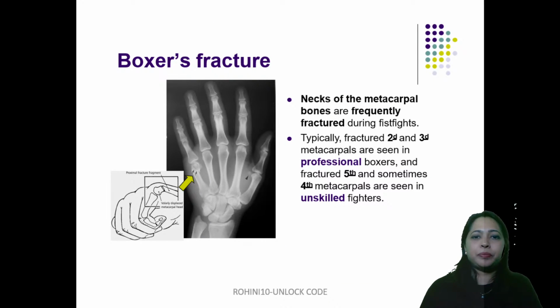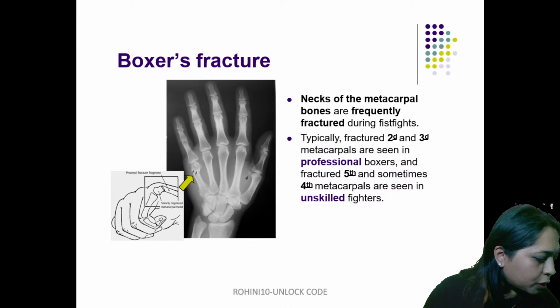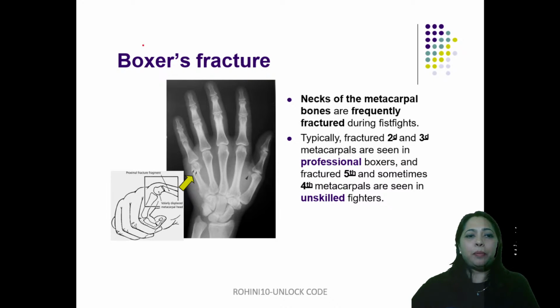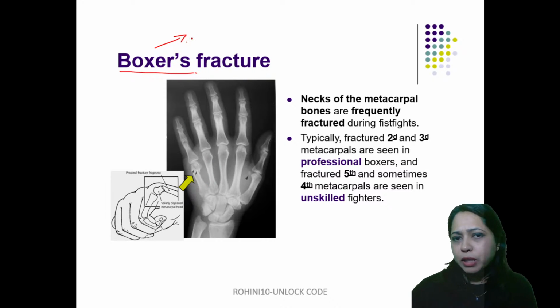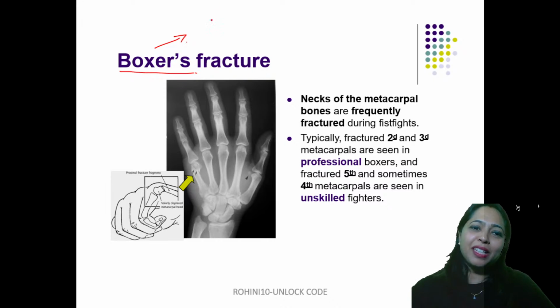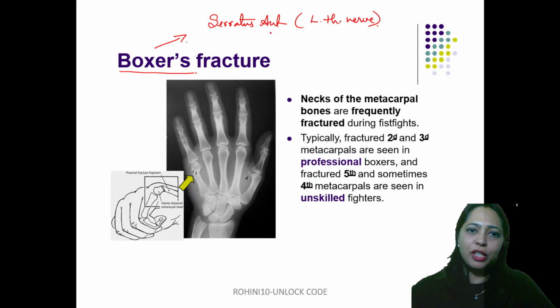Next one, boxer's fracture. Here there is an important fracture, boxer's fracture. What is boxer's fracture? This affects boxing. Which muscle do we use for boxing? Anybody has any idea? We use the serratus anterior muscle, which is supplied by the long thoracic nerve. So that is the muscle we use.